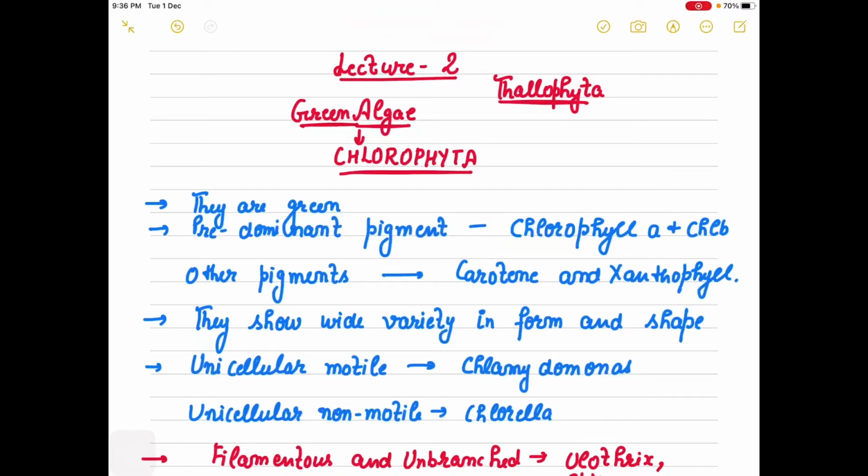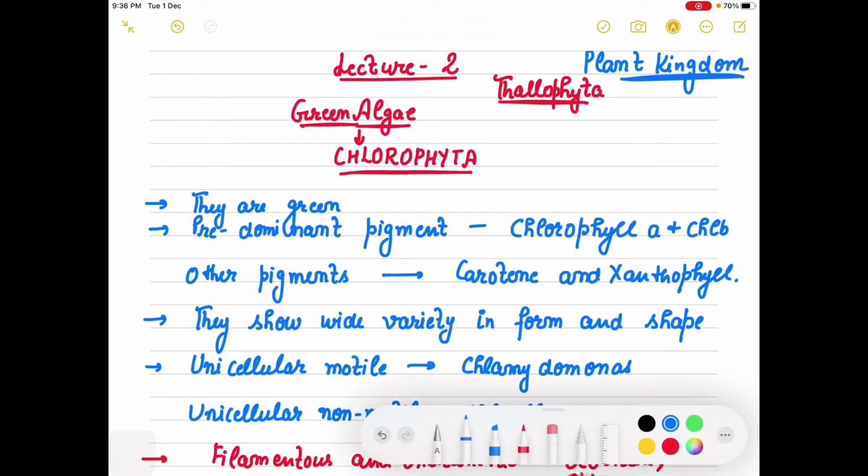Good morning, class 11th. We are on our lecture 2 from our chapter. What is our chapter's name? That is Plant Kingdom, our chapter number 4. Right. So I'm going to start our group that is called Thallophyta with you.